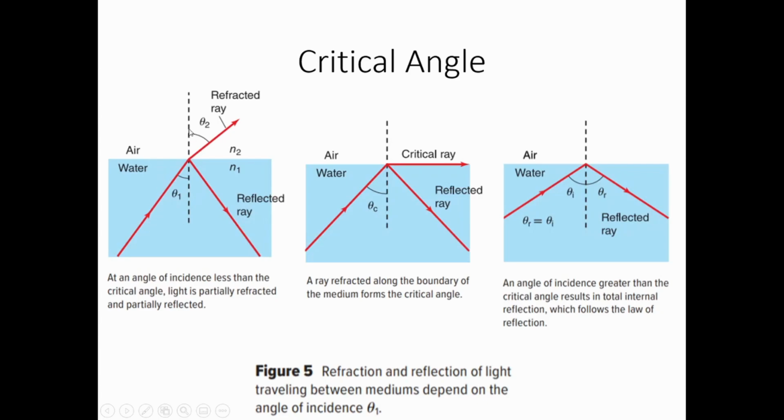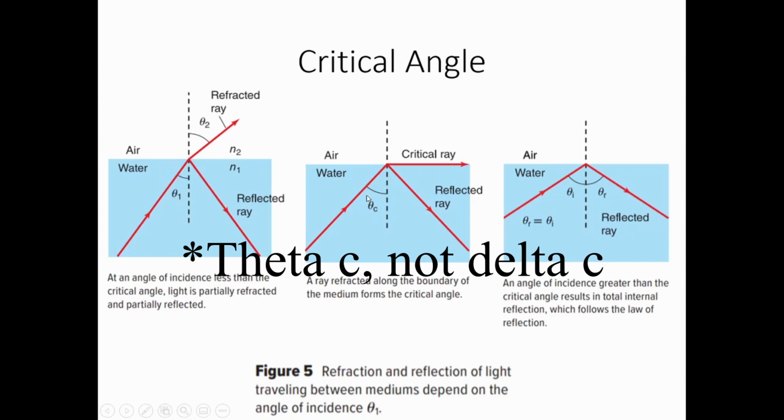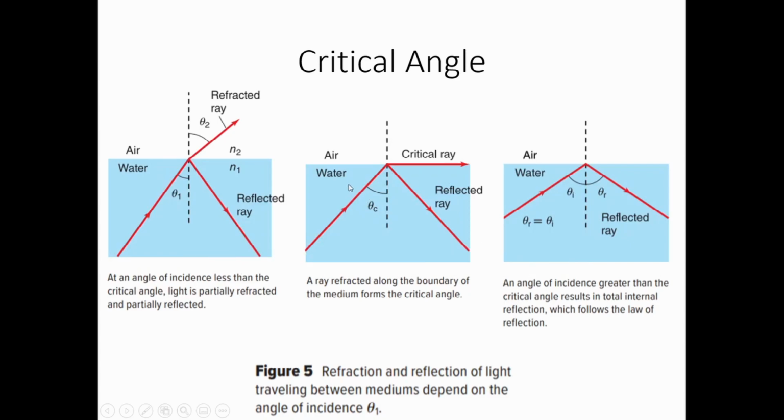And as you can see, this is the first diagram where you've got some of the light being refracted, some of it being reflected. At this angle where the light is coming off in line with the boundary, the angle of refraction is 90 degrees. And you've got the reflected ray as well. This is the critical angle, theta C, critical angle. And then if you change it beyond that, so if the angle gets a little bit bigger, you have this thing known as total internal reflection.